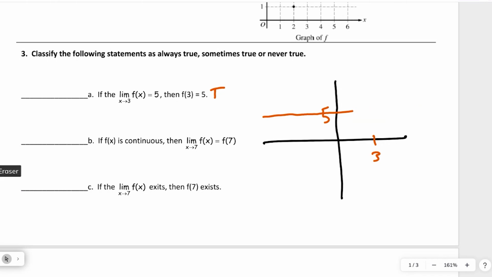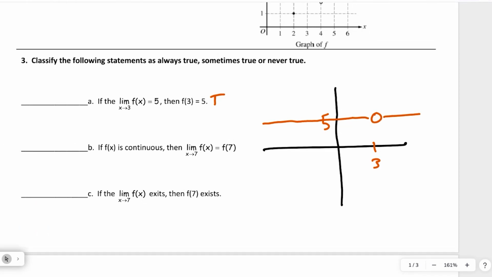But if I have a removable discontinuity there, where the limit is still 5, but I have a point defined somewhere else, like by virtue of a piecewise function or something like that, in that case, it could be true. It could be false. Like this is not going to necessarily be true, so we'll go ahead and say sometimes.